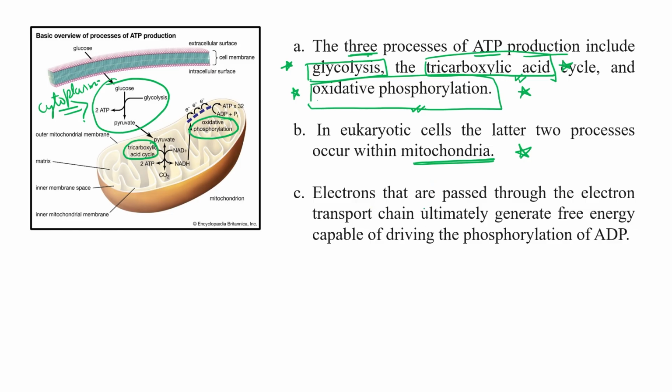So electrons that are passed through the electron transport chain, ETC, ultimately generate free energy capable of driving phosphorylation of ADP to ATP. That continuous passing of electrons from one complex to another, which we will discuss further in coming slides, occurs at the inner membrane of mitochondria, right?